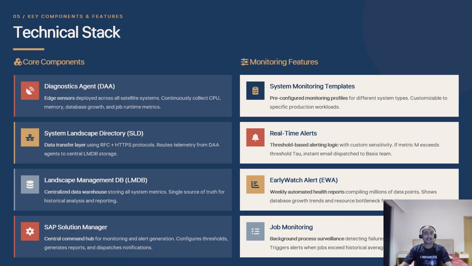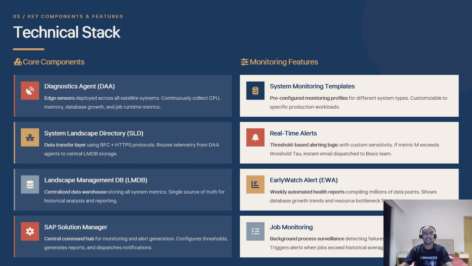In our system architecture, we have seen multiple components. A few of them are listed here. Let's see one by one what each of them does. The first one is the diagnostic agent, or DA agent. These are installed on all our satellite systems and continuously collect data like CPU, memory, database growth, job runtime metrics and many more. So the data collection job is done by the DA agent.